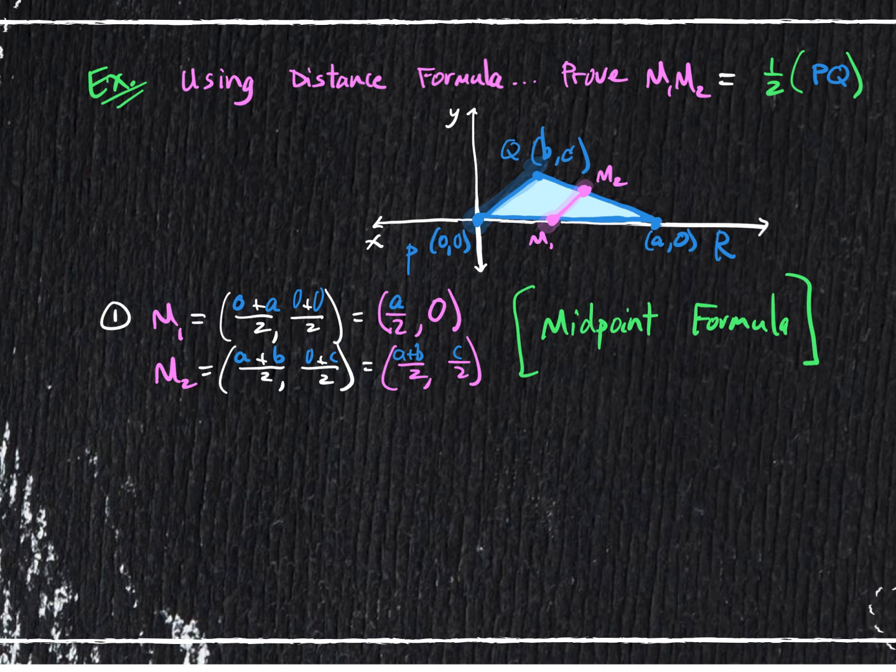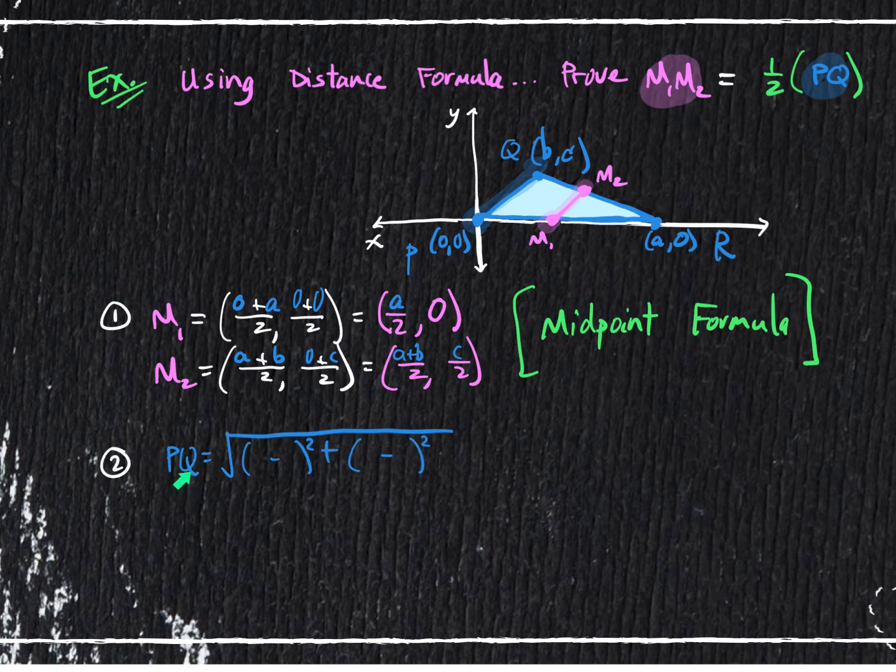What next? Well, we're ready to find the distance of this segment M1, M2. We know the coordinates, so now we can find the distance. We also need to find the distance of segment PQ. So we're going to find the distances of PQ and segment M1, M2 using the distance formula. Here we go in step 2.